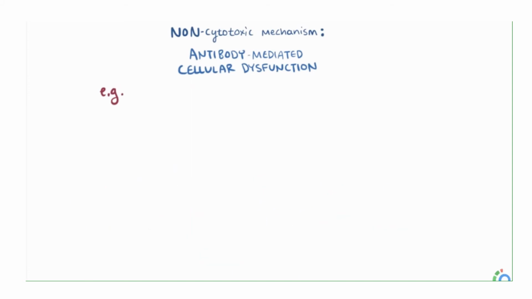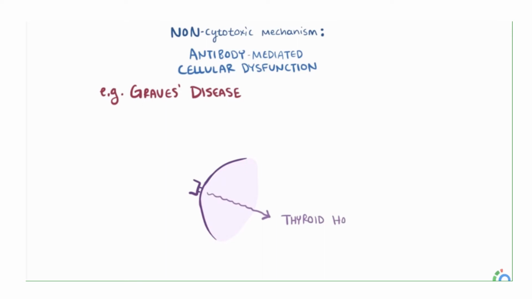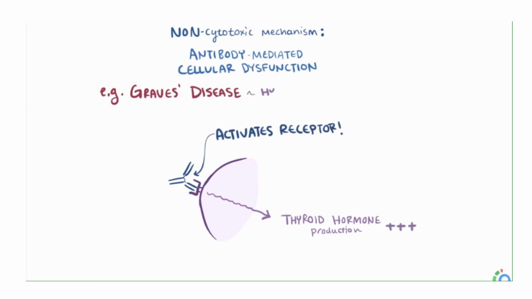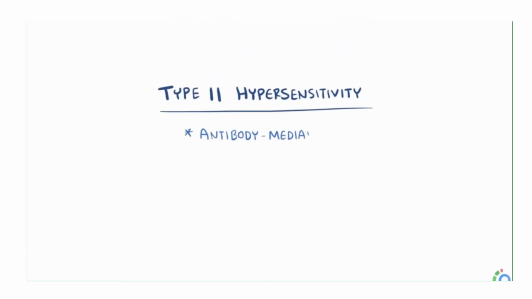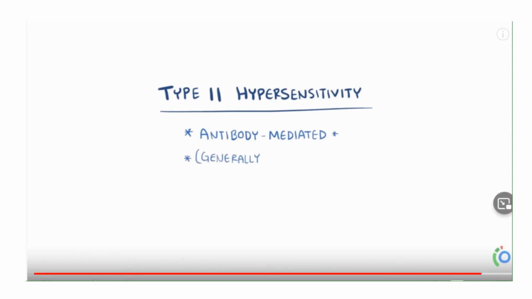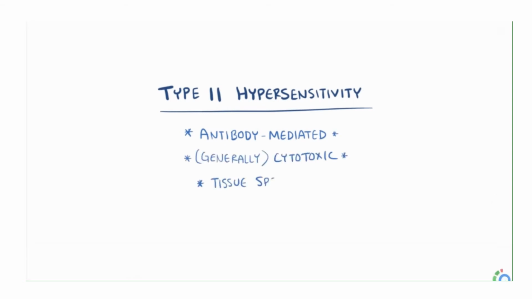This mechanism is also involved in Graves' disease, where antibodies target receptors that stimulate thyroid hormone production. But in this case, they not only get in the way, they actually activate the receptors, causing overproduction of thyroid hormone, or hyperthyroidism. And there you have it, a handful of different ways that antibody binding to cells can cause them to get destroyed or become less effective. The important things to remember about type 2 hypersensitivity is that they're antibody mediated, they generally lead to cytotoxicity, and they're tissue specific.